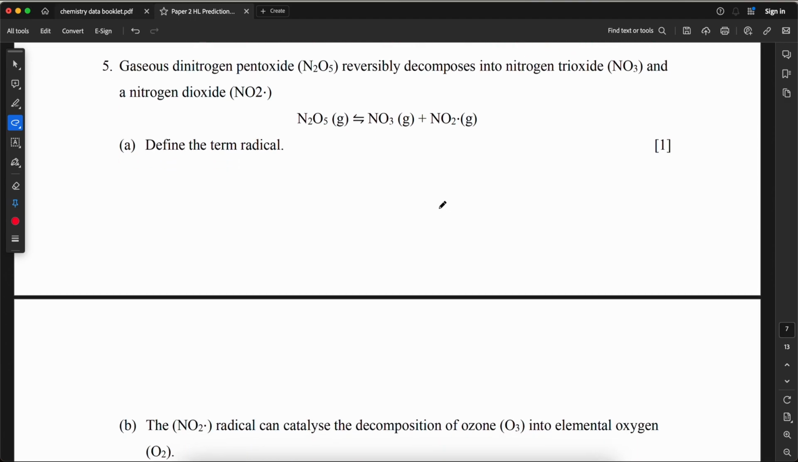Gases nitrogen pentoxide, N2O5, reversibly decompose into nitrogen trioxide and nitrogen dioxide. Define the term radical. Radical means a molecule or atom with unpaired electron.